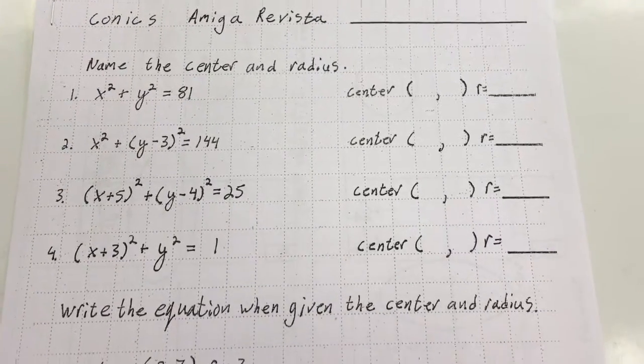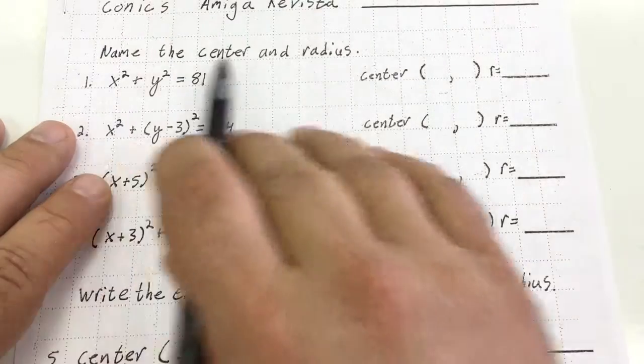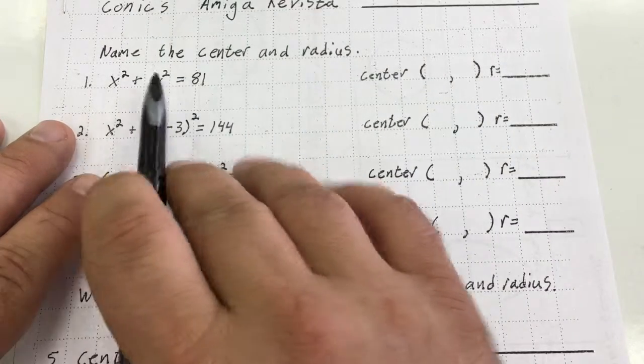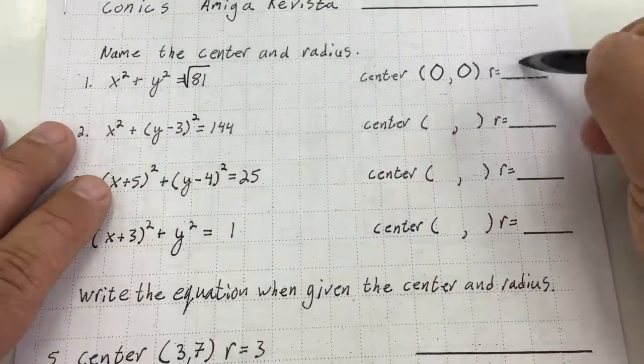Hello. What we're going to go over now is the answers for the chapter on conics. What I want to find here is the center and radius. Since it's just x squared and y squared, there's no phase shift. It's going to be centered at 0, 0, and the radius is going to be the square root of 81, which is 9.